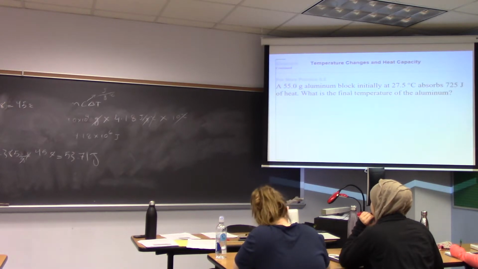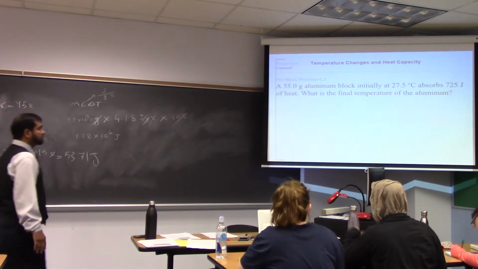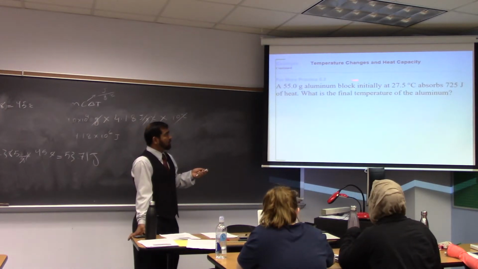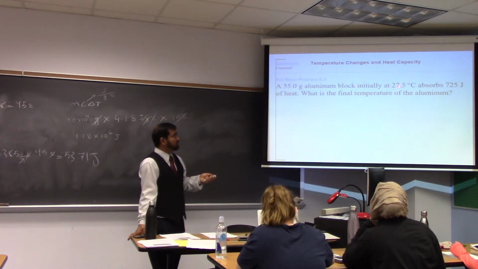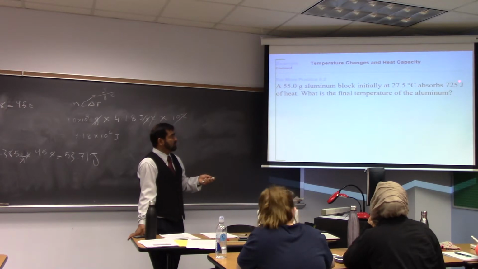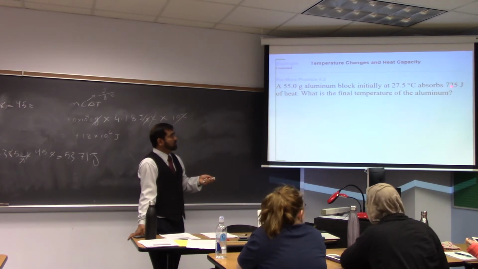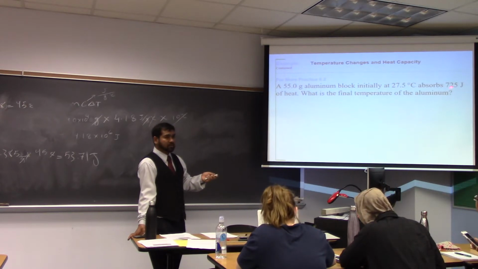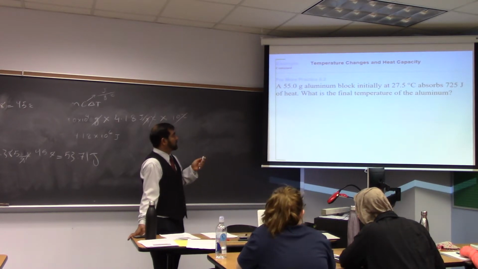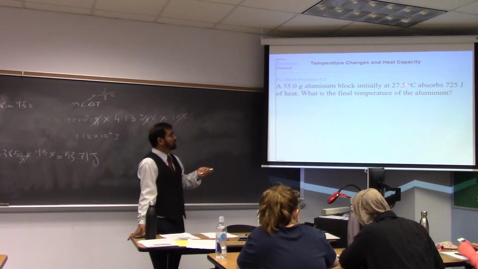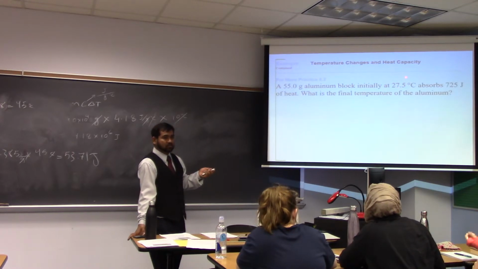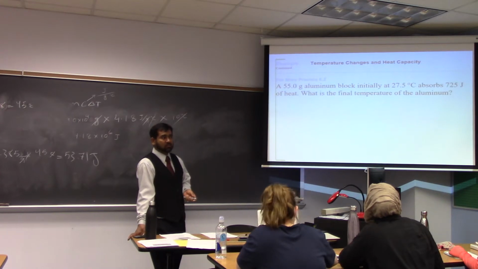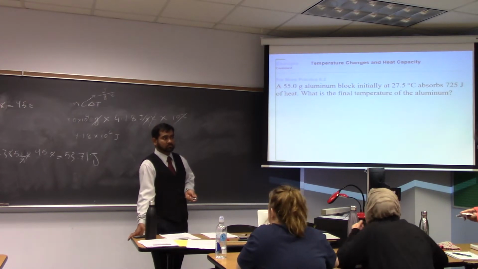Okay, last one. Last problem for this formula. You have an aluminum block which is at 27.5 degrees centigrade. It absorbs 725 joules of heat, and this is called enthalpy, right? Okay. So you have a mass, you have an initial temperature, Ti. What is the final temperature? Can you solve it?